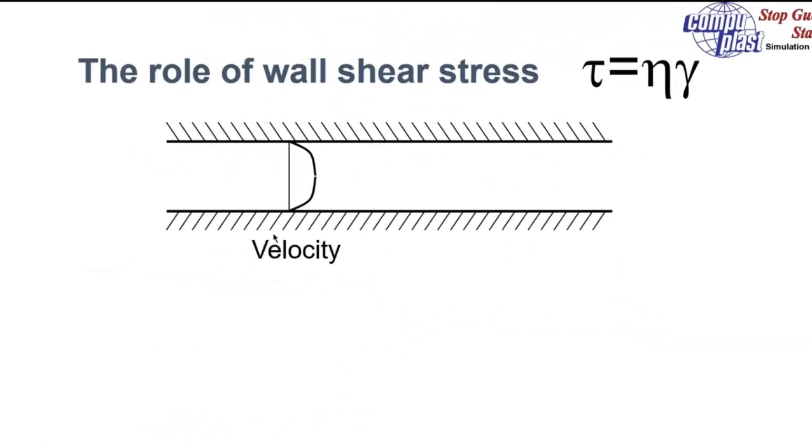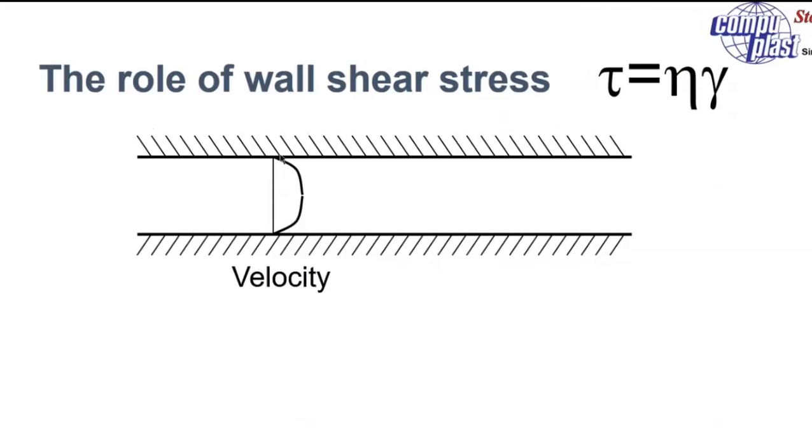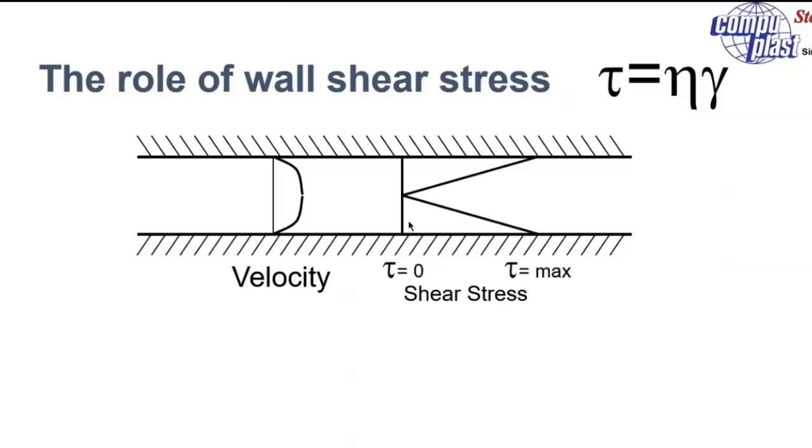So whenever we have polymer flowing in a channel, we have some velocity profile. And if we plot the shear stress, which is simply the viscosity times the shear rate, in this same geometry, the shear stress is maximum at the wall, and it's minimum where the velocity is maximum. So here we have the maximum velocity, the shear stress is 0 in the middle, but we're more concerned about the shear stress in the wall.